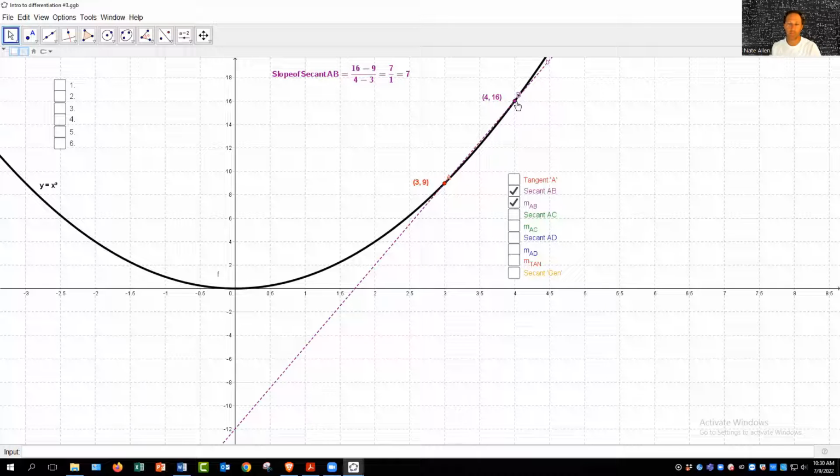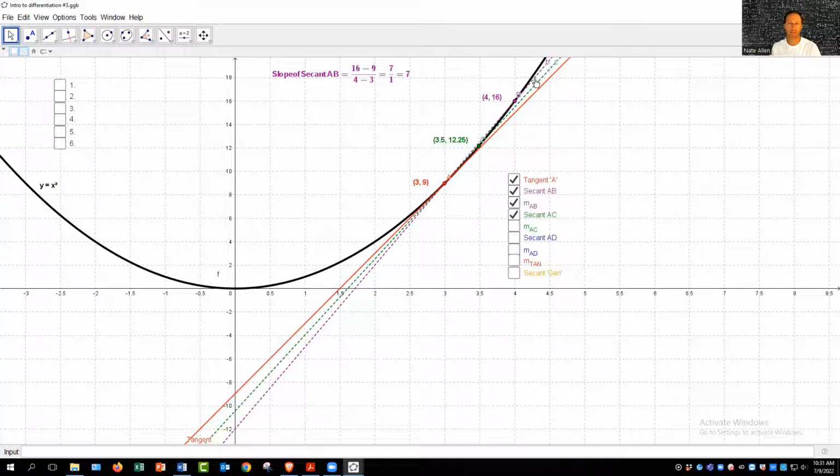But is that the slope at this point or that point? Well, again, it's actually both of them. We want the slope at that value. We want to know the rate of change on this curve at that specific and only that point. So what we want to do is actually take that 4 and get closer to the 3. So let's go to 3.5.